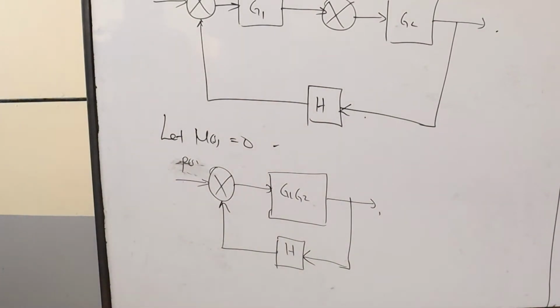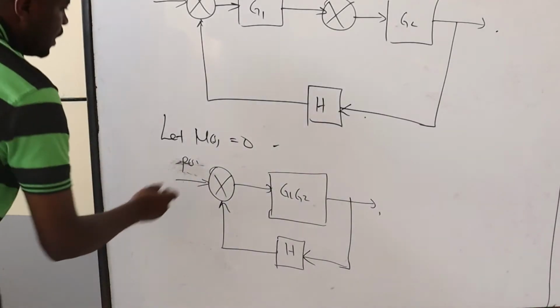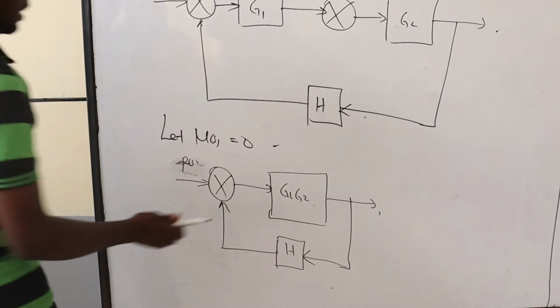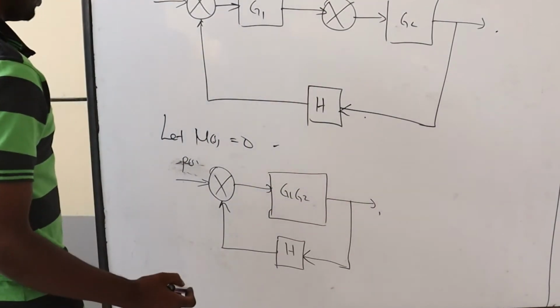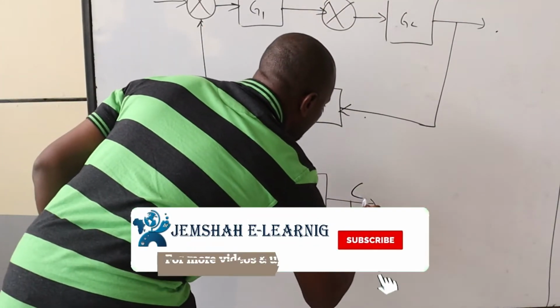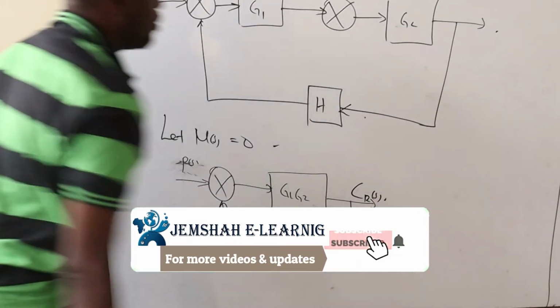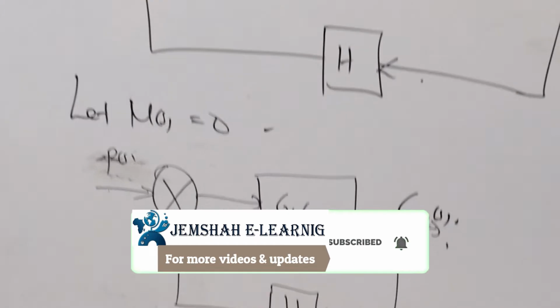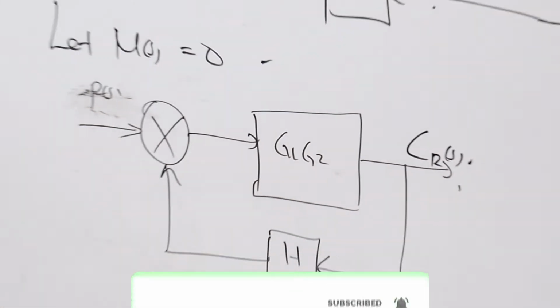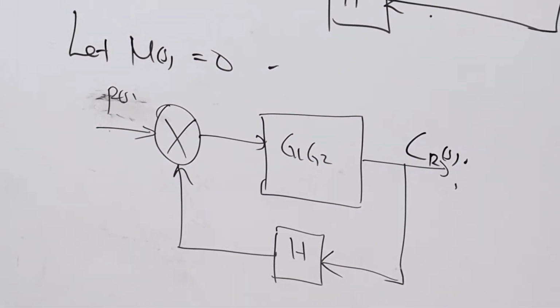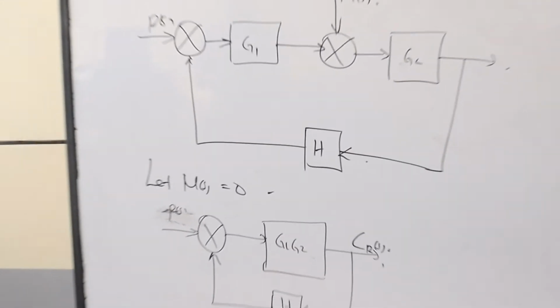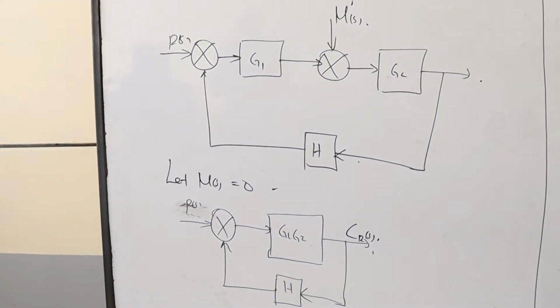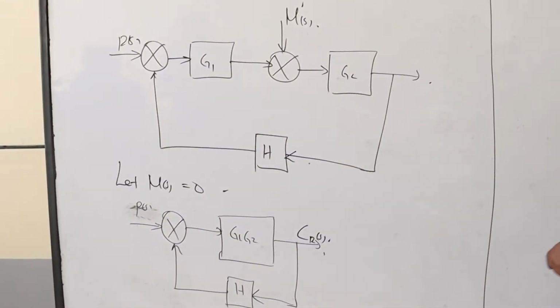So that is what we are going to have if we let mu be 0. Now the input is with relation to R of S, so we can talk of the output with relation to R of S. In that case, we can now get the overall transfer function.